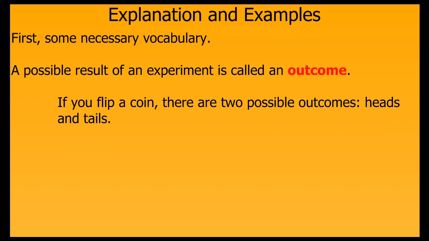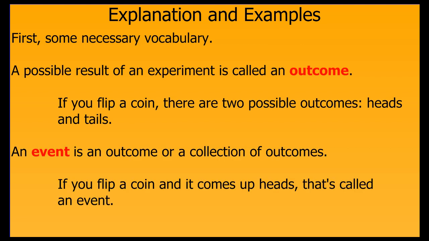First, some necessary vocabulary. A possible result of an experiment is called an outcome. If you flip a coin, there are two possible outcomes, heads and tails. An event is an outcome or collection of outcomes. If you flip a coin and it comes up heads, that's called an event.